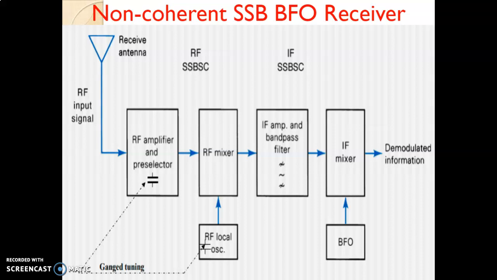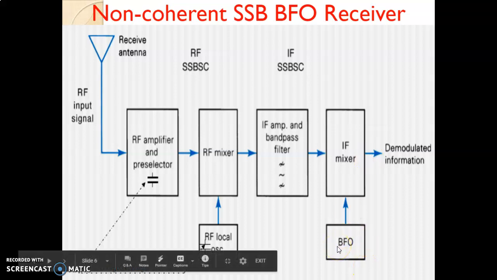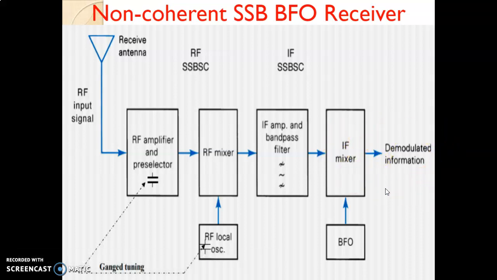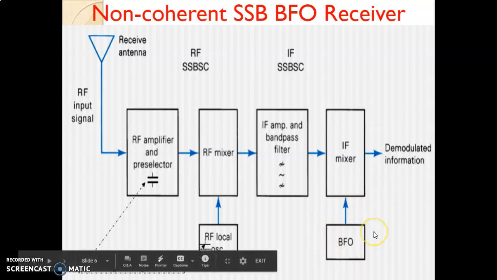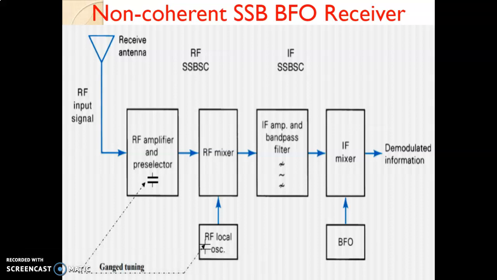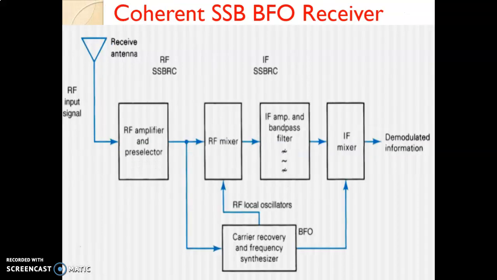If you remember the generation of SSB signal using the filter method, there we talked about reduced carrier. So this BFO is nothing but a beat frequency oscillator, which will insert some amount of carrier in the final output, and there you will have your final demodulated signal. So this BFO is nothing but a carrier which is inserted to the output, and you will have the final demodulated output. So this is the non-coherent SSB BFO receiver, which works on the principle of the superheterodyne radio receiver.